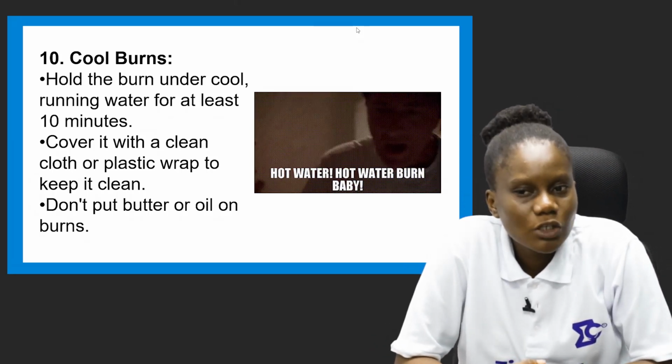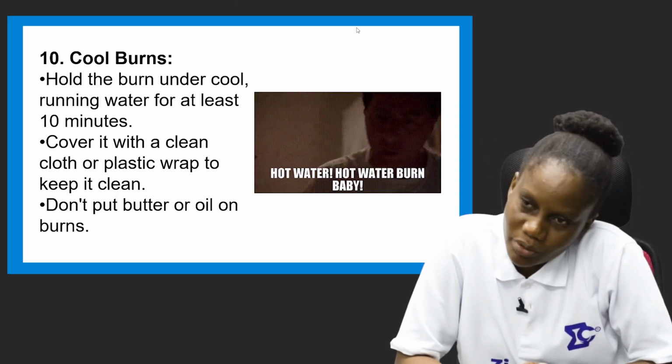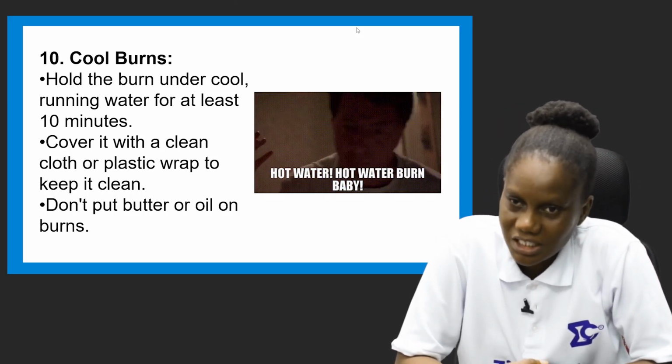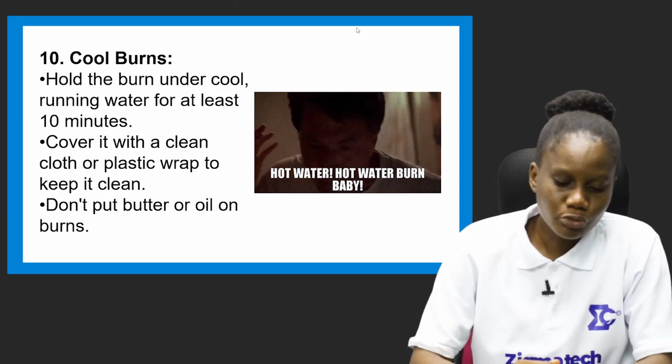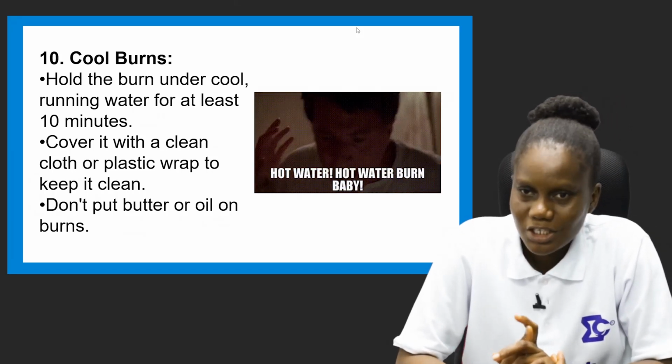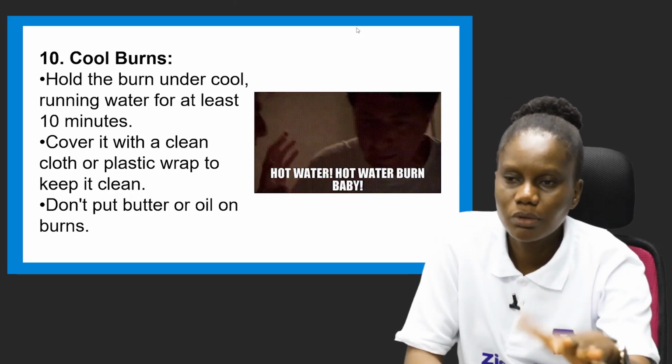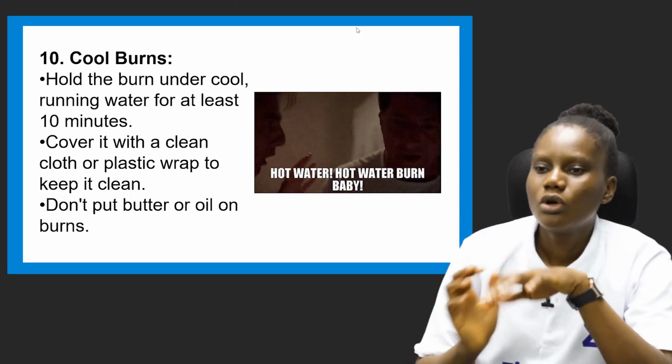And don't make the mistake of putting butter or oil on the burns. It will not help, sincerely. Don't put butter on it, don't put oil on it. The best thing to do is to put it under running water, or you can apply your salt on it.